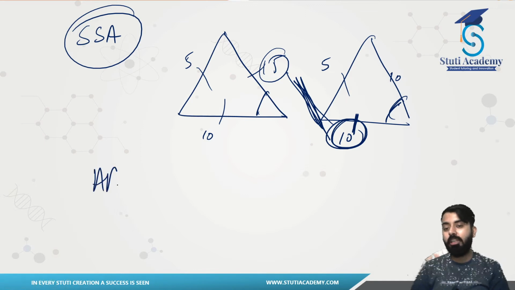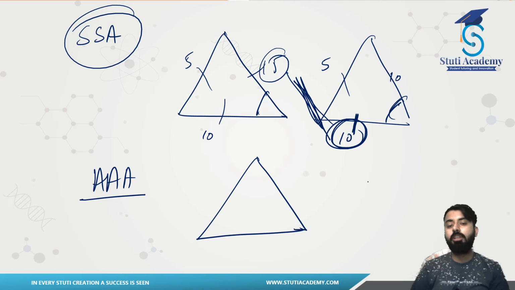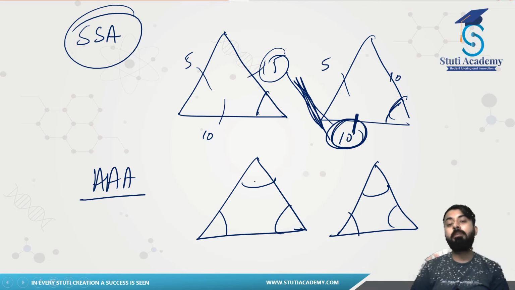Similarly, you did not have anything which was angle angle angle, because we had considered two equilateral triangles. I had given the example right here. So you guys see, in an equilateral triangle, each of the angles was 60, but the dimensions can be different.